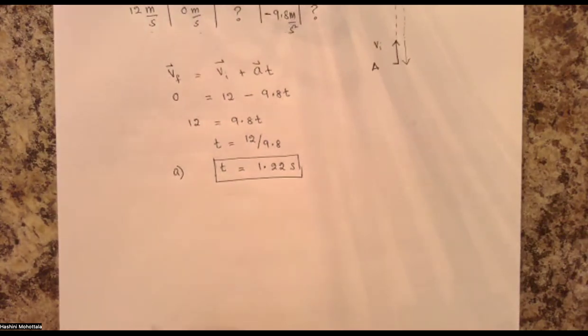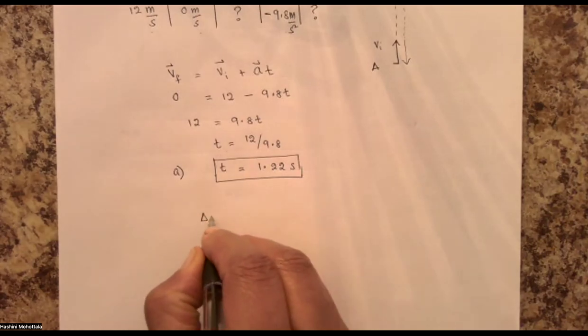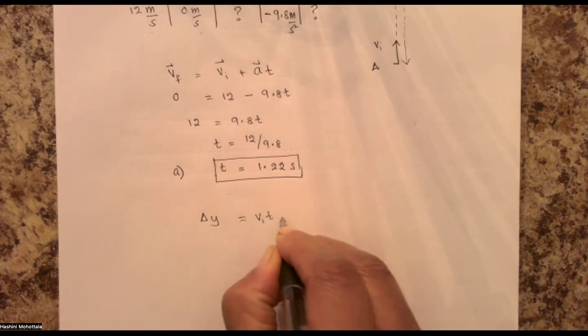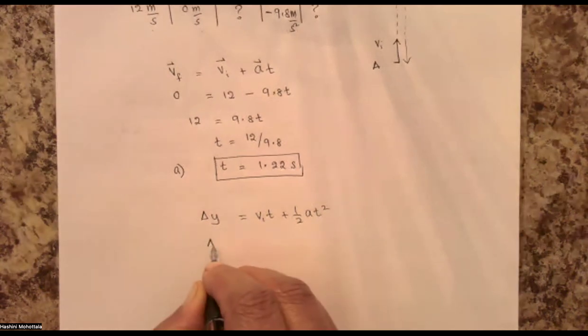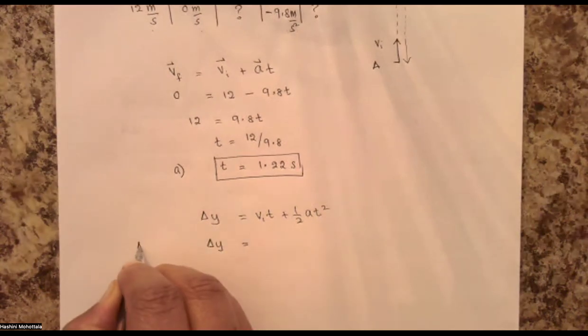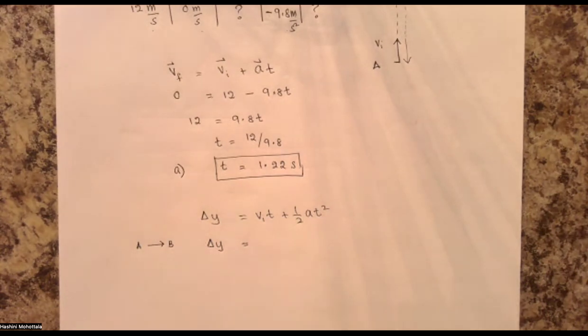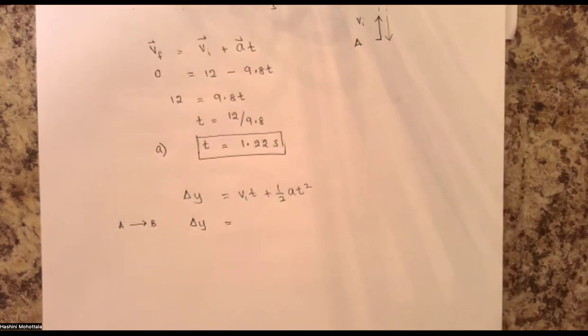And then the second part asks us to find the height. What equation to use now? To find the maximum height. The second equation. Thank you, Jack. Delta y equals V initial t plus 1/2 a t square. So you get delta y from A to B. That's where the maximum height is. At point B, it reaches the maximum. So the distance from A to B is what is called the maximum height.